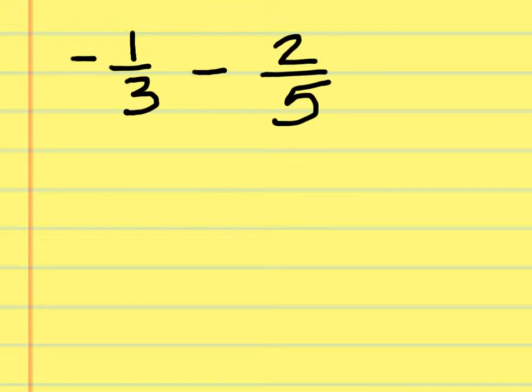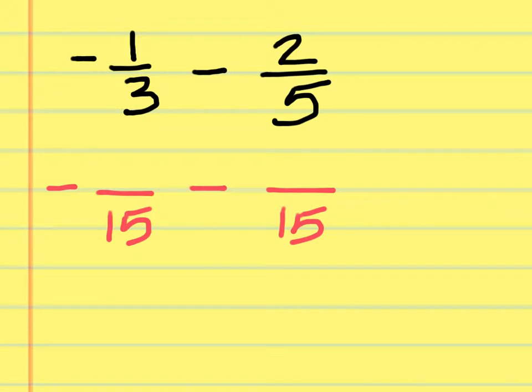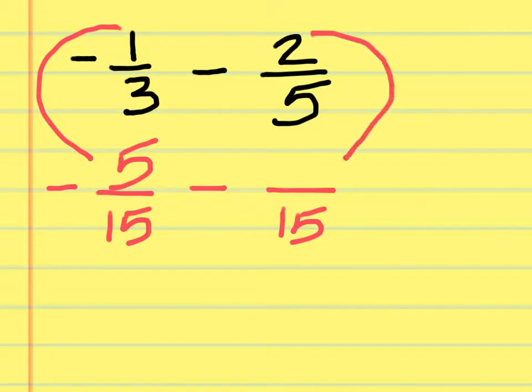You need a common denominator. What is the common denominator between 3 and 5? 15 is right. Keep your negative sign and your minus sign. What do I have to multiply this 1 by? 5. So I get 5 times 1 is 5. What am I multiplying this 2 by? 3. So 2 times 3 is 6.